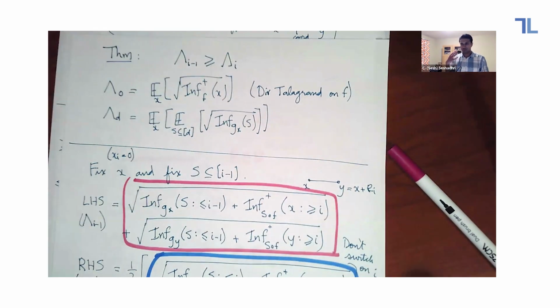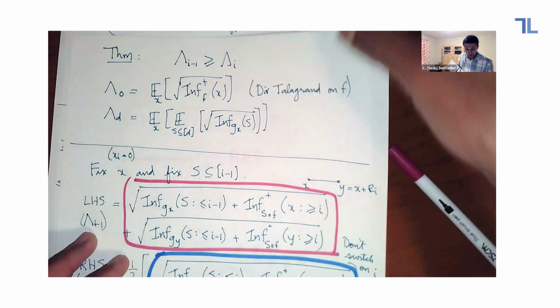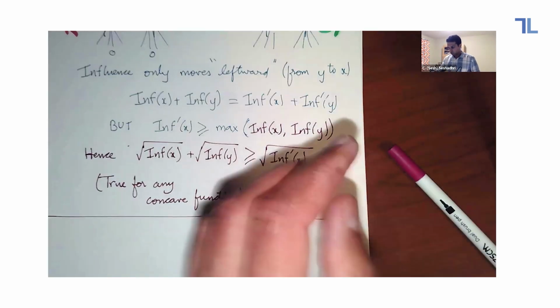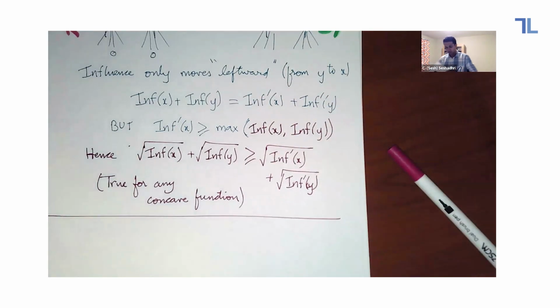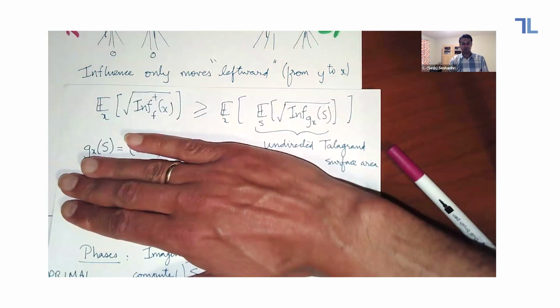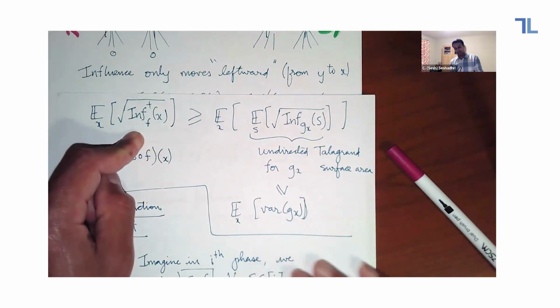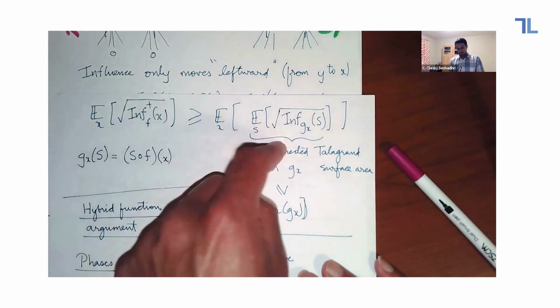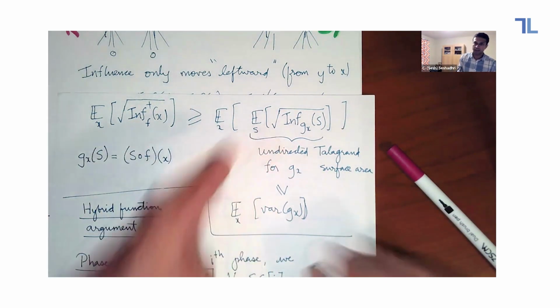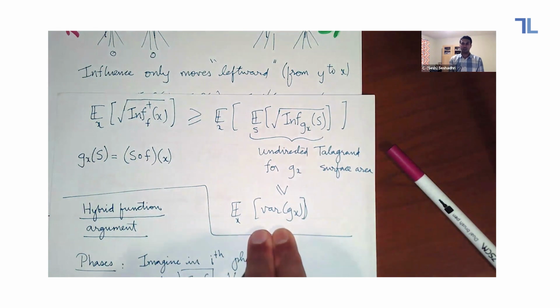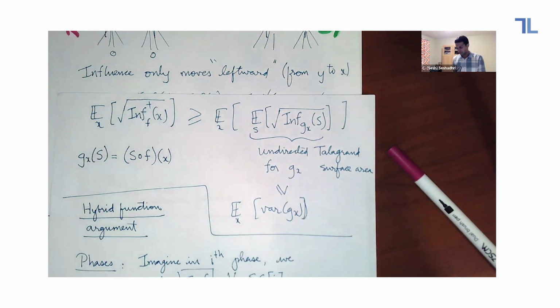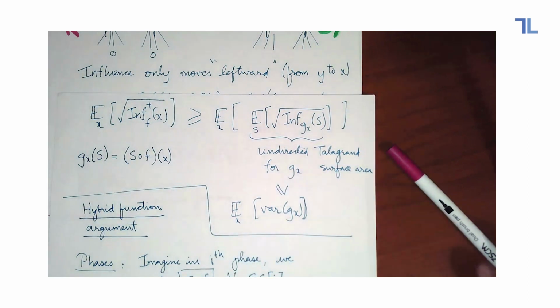So when you put it all together, we prove this statement, that the directed version is greater than the undirected version, but that gives you that it's greater than the variance of these gx's. Any questions at this point? I think I'm good. Yeah.